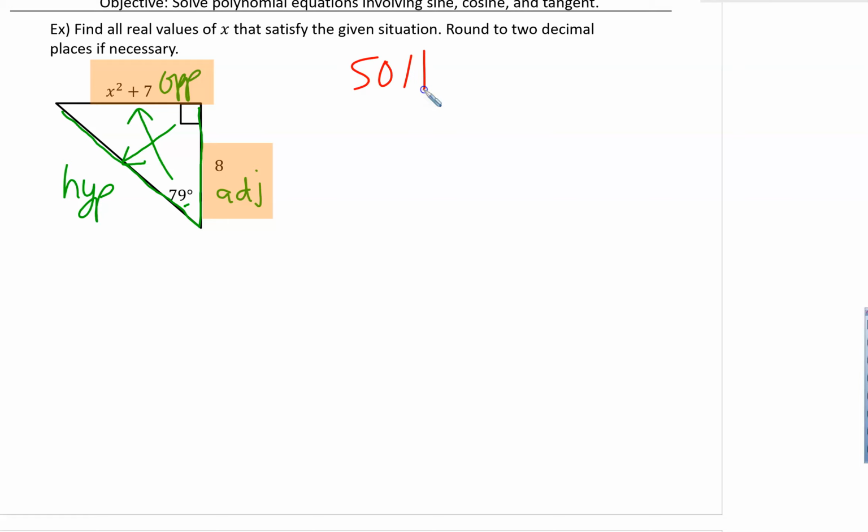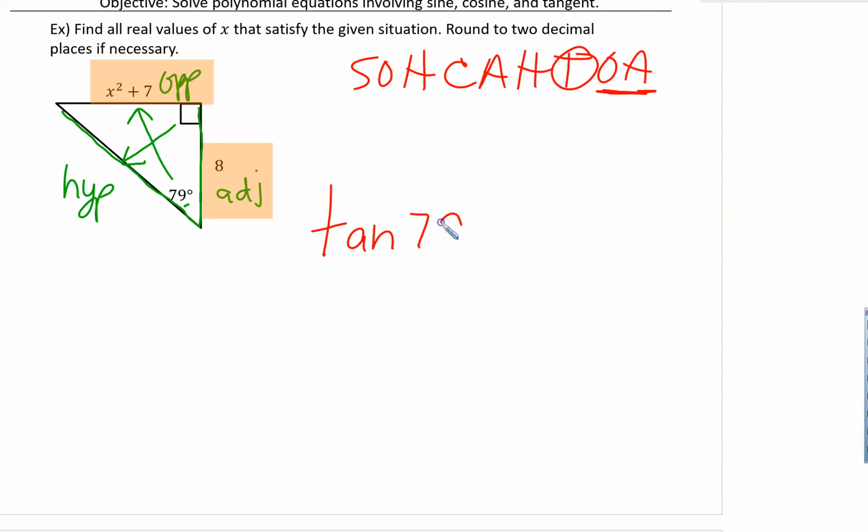So SOHCAHTOA. So we have opposite and adjacent, which is right here. That tells us this is a tangent ratio. So we have tangent of our 79 degrees would equal our side opposite, which is our x squared plus 7, over our side adjacent, which is our 8. So now here is our quadratic equation. Again, quadratic because we have x to the second power, and we're going to solve this now for x.